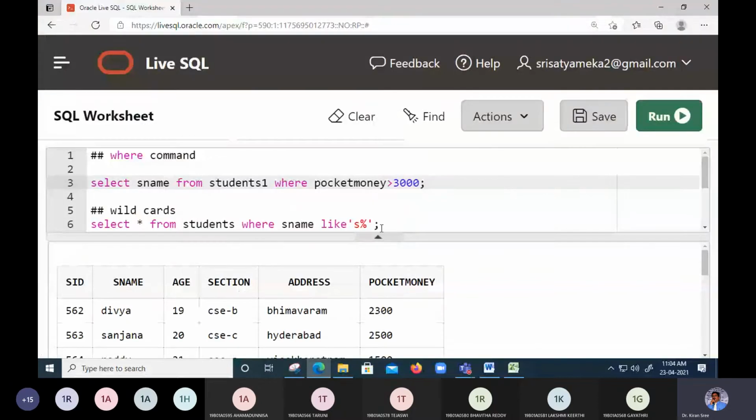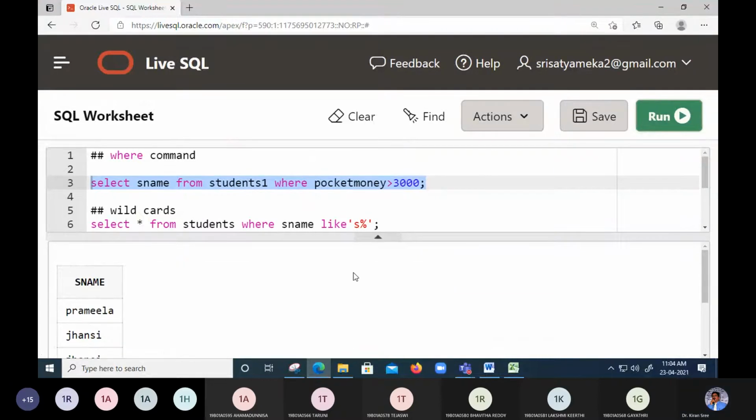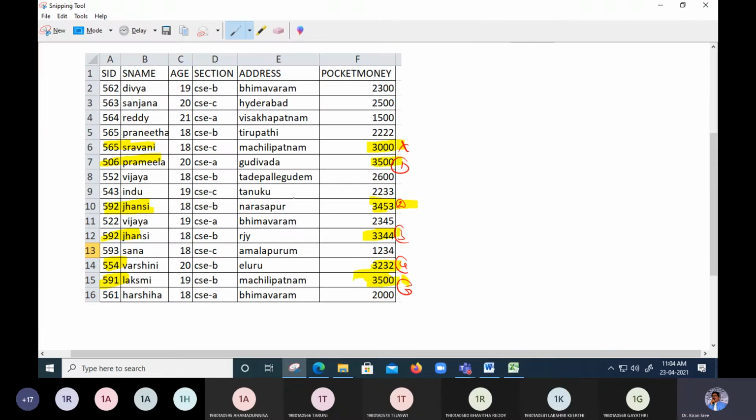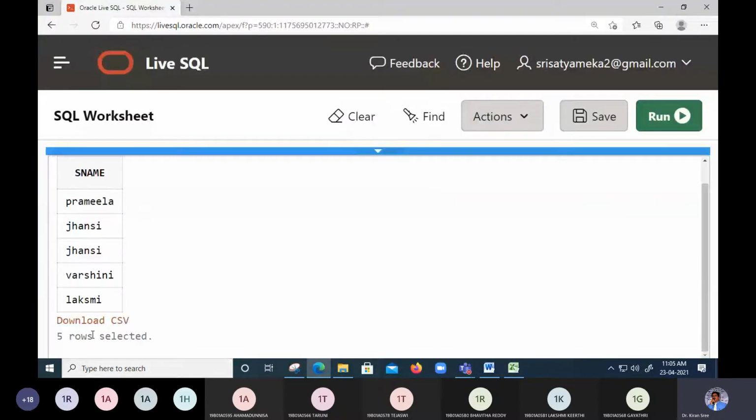Now we select this command and execute it. In total we are going to get Premila, Jhansi, Varshini and Lakshmi. Let us see whether those values are repeated. Yes, we get Premila, and the Jhansi record was repeated again: 1 Premila, 2 Jhansi, 4 Varshini, and 5 Lakshmi. All 5 are there. We got it. This is the answer we expected.